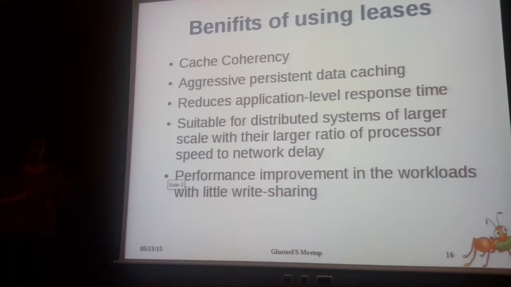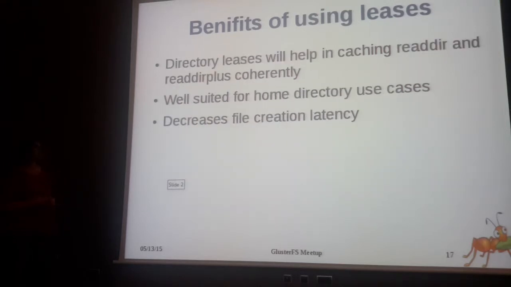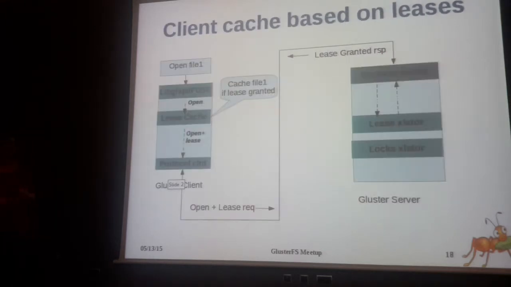Okay, so it's best suited for workloads where there's little write sharing between different clients accessing the same file. It's also suitable for distributed systems where there's a larger ratio of local processor speed compared to the network latency. And once we have directory leases, we could do readdirplus caching also. That would help a lot in file lookups, creation or deletion. And as Poornima mentioned, it's well suited for home directories, especially because there is very little sharing. It decreases the file creation latency once we have the readdirplus caching.